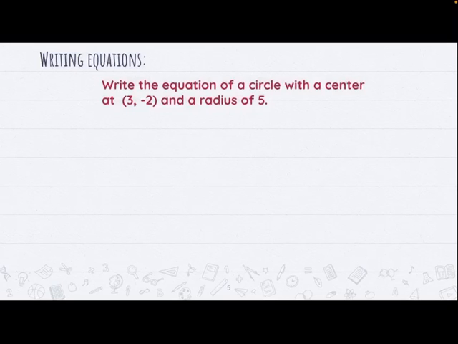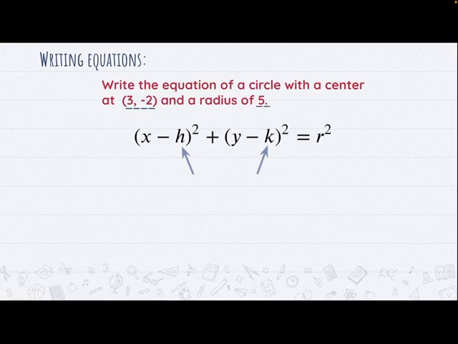So now let's talk about writing the equation if we're given the center and given the radius. Okay, so this is to write the equation of a circle with the center at (3, -2) and a radius of 5. So we start off with our standard form equation. Now that (3, -2) is our center. It's going to go in place of h and k. That radius is 5. That radius is going to go in place of r.